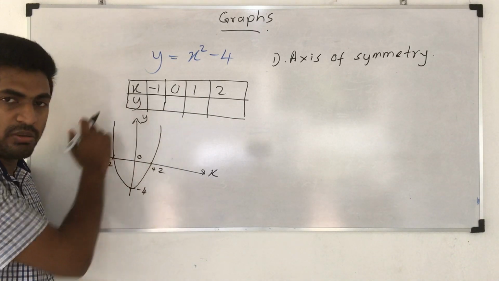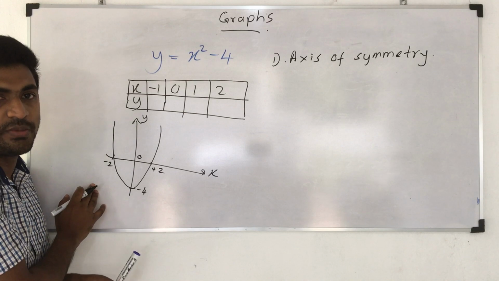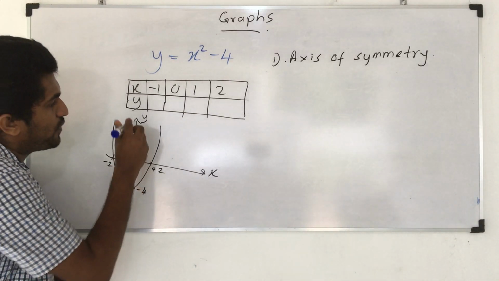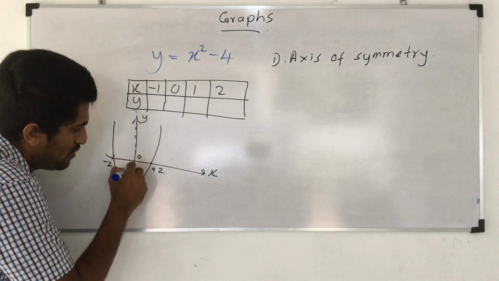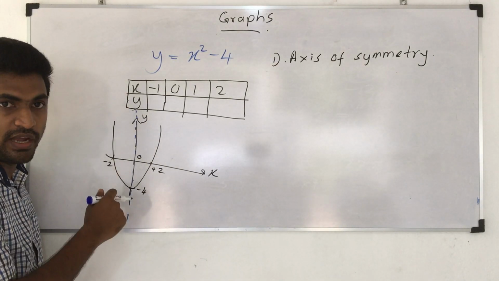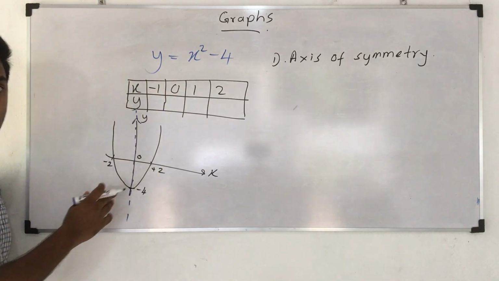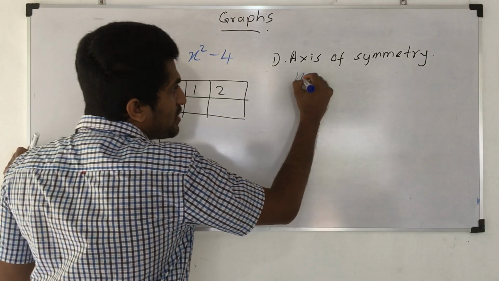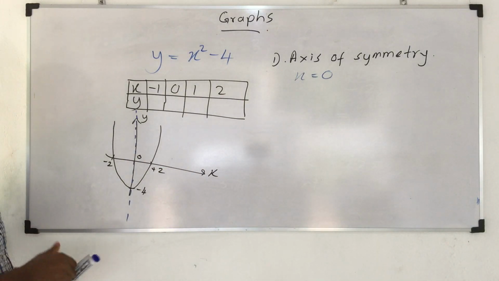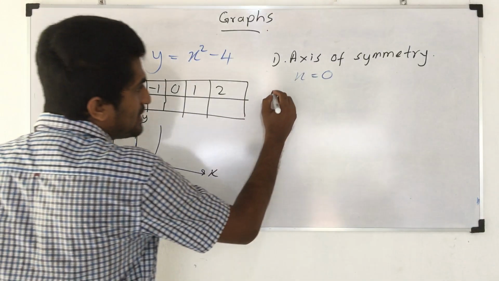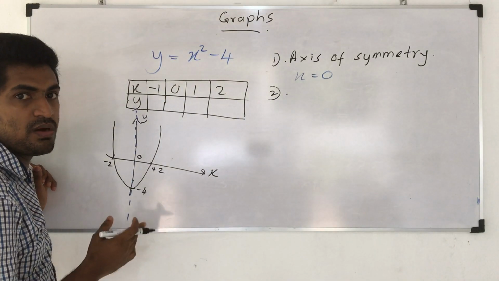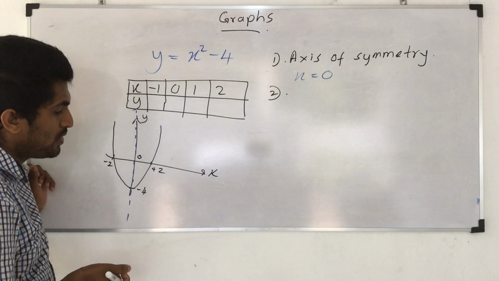Here you can see this parabola graph is also symmetrical. The axis of symmetry of this parabola graph goes through 0 of the x-axis. Therefore, I have to write the equation of the axis of symmetry of this graph as x equals 0. This is the first property of this parabola graph, the quadratic graph. The second property is the minimum or maximum point.